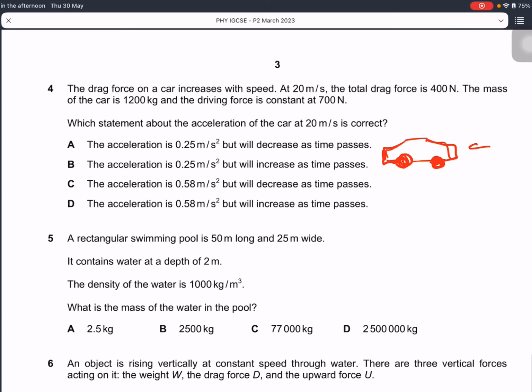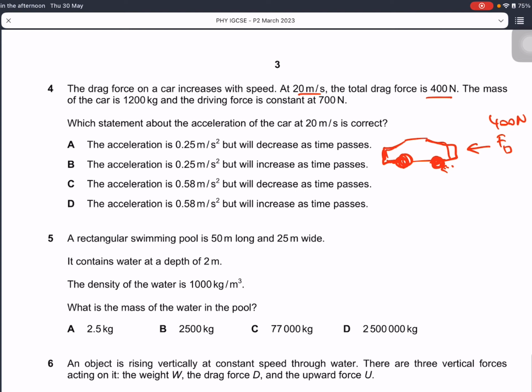What is drag force? Drag force is an opposing force, maybe the wind, or the friction force is also called drag force from one perspective. So let's say this is the drag force, force D, which increases with the speed. Indeed, if you're driving a car, or let's say it's better with a bicycle, if you ride it faster, you're going to feel more wind pushing you back. So when you increase the speed, drag force increases. Makes sense. At 20 meters per second, the total drag force is 400 Newton, pushing back the car.